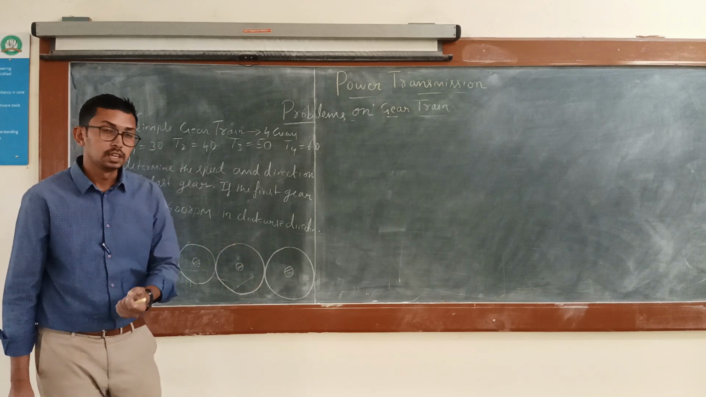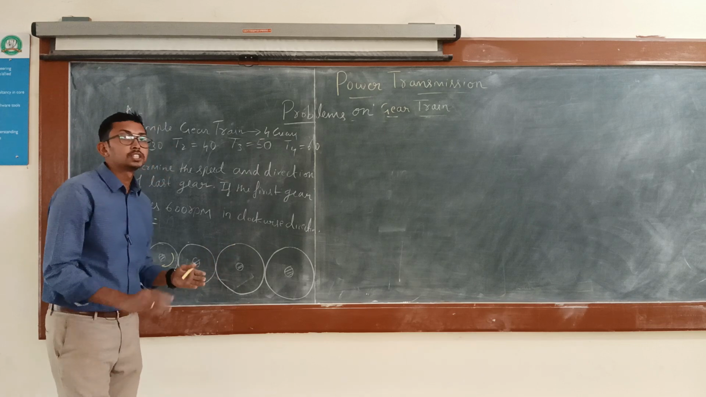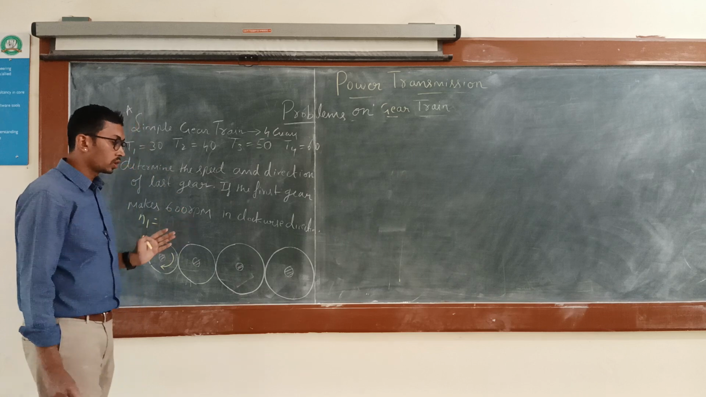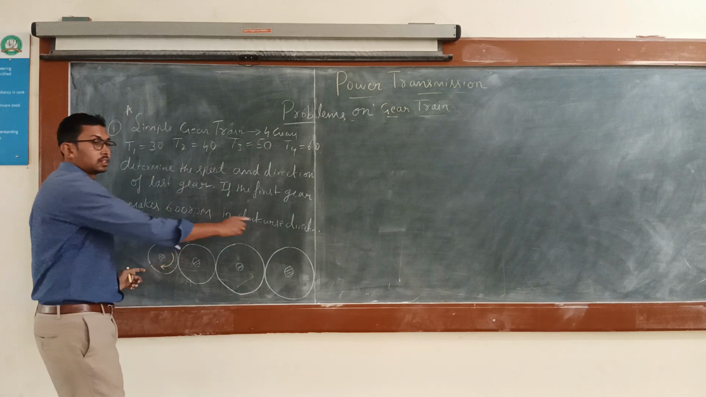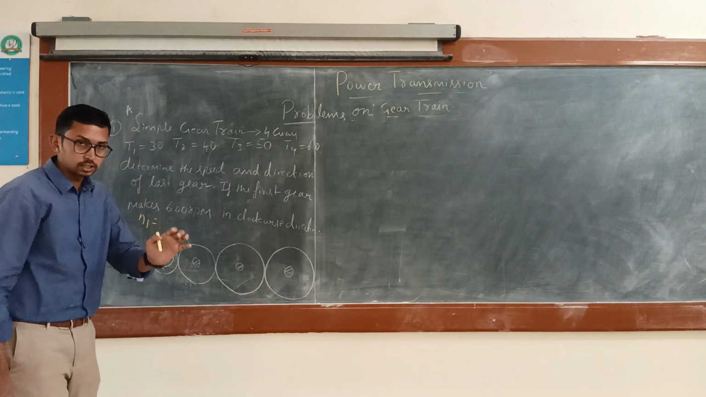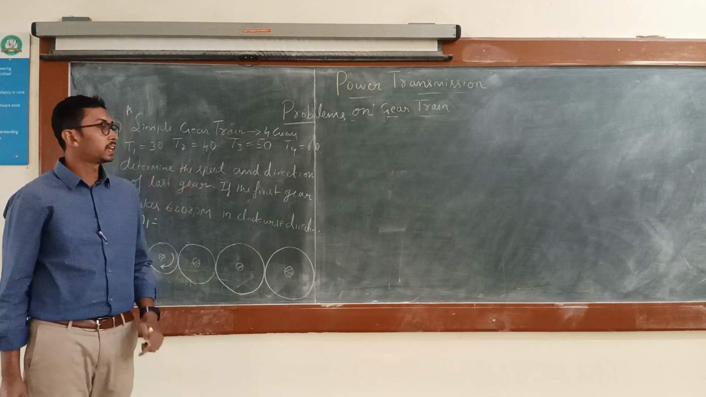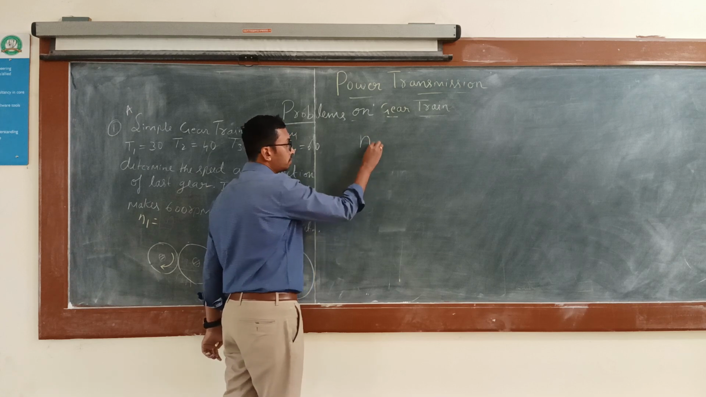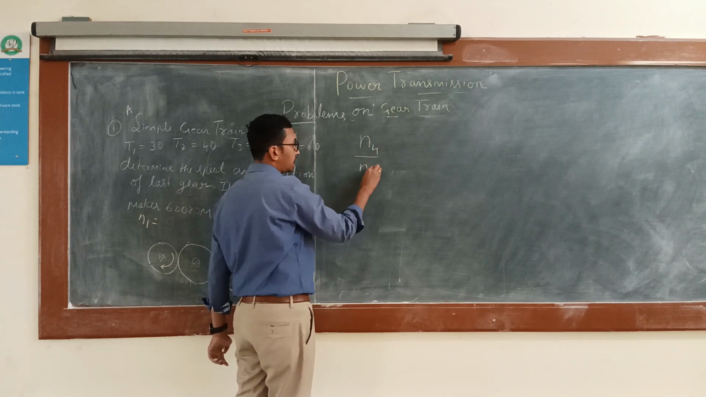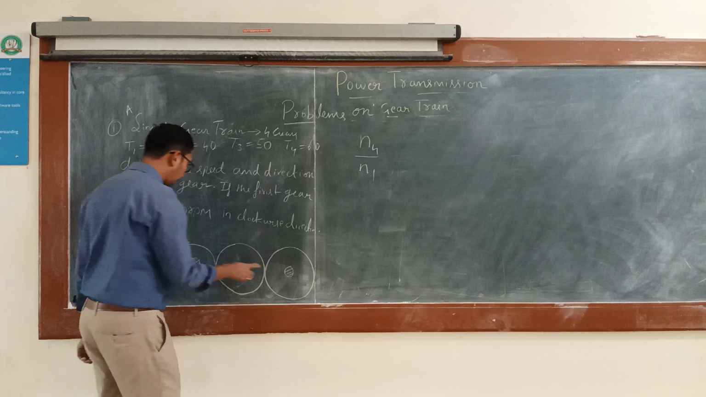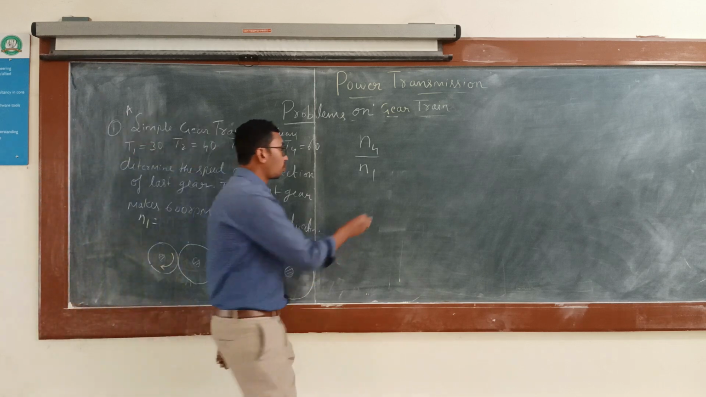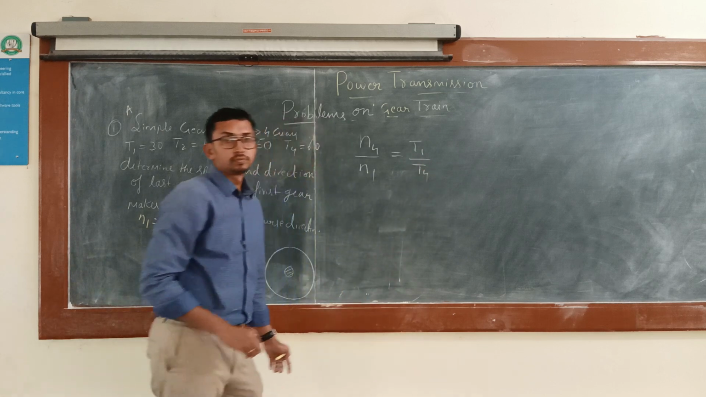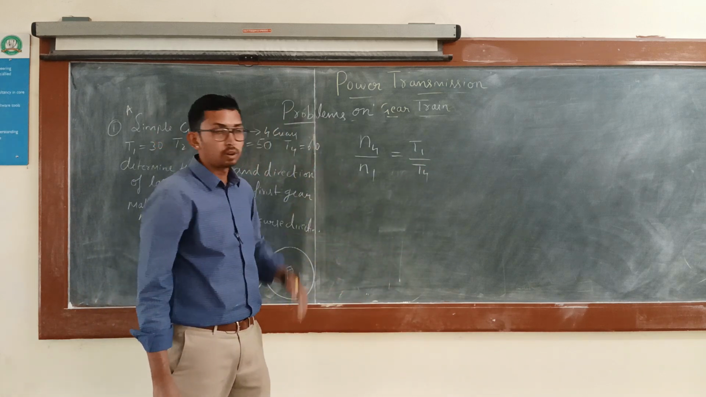So what does it say? The intermediate gears have no effect on the velocity ratio. Therefore, we are going to consider the first gear and the last gear to find the velocity ratio when it is a simple gear train. So what is the velocity ratio of a simple gear train? It will be n4 by n1, which is equal to t1 by t4. So we are going to apply this formula.